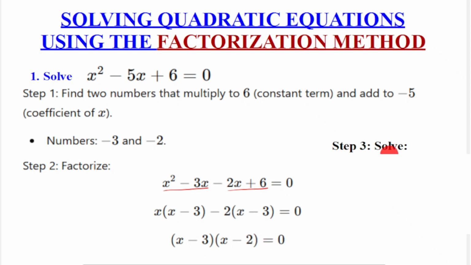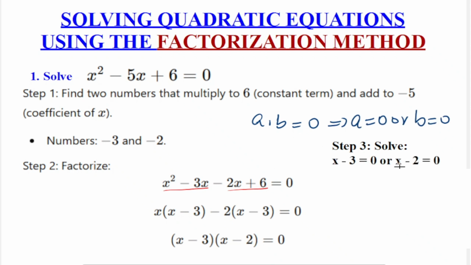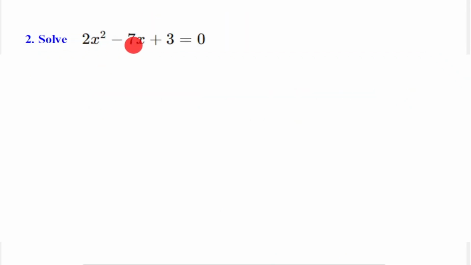Then step 3, solve. A times b is equal to 0 implies either a is equal to 0 or b is equal to 0. So by using this principle, x minus 3 is equal to 0 or x minus 2 is equal to 0. And when we solve for x, we get x is equal to 3 or x is equal to 2.